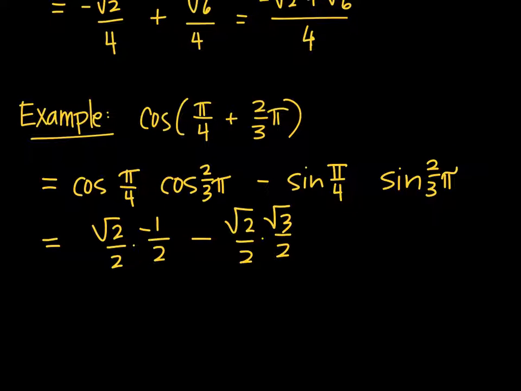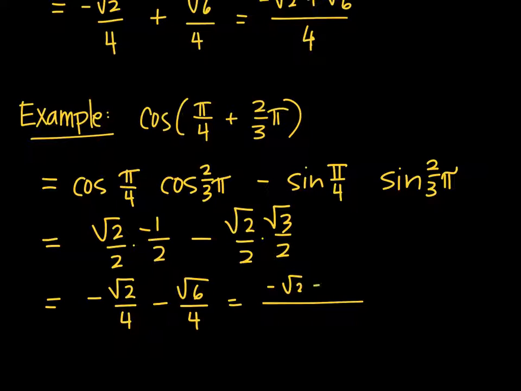So we have a very similar result. We get negative rad 2 over the number 4 minus rad 6 over the number 4, which the best you can do is negative rad 2 minus rad 6 over 4. But you can't combine those radicals any further. You can get a common denominator, but you can't combine. All right, any questions on the first two examples?